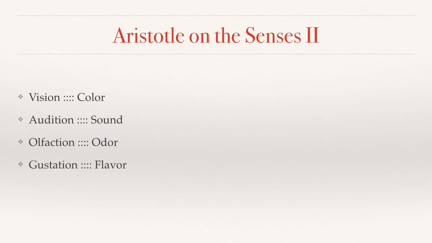So these four have one and only one proper sensible, which according to Aristotle means, for instance, that while vision uses the eye to detect or somehow let you perceive colors, you cannot perceive color by smell, and you cannot perceive color by sound, and you cannot perceive color by taste, because that's not the kind of property that is revealed to you in those other ways, according to Aristotle.